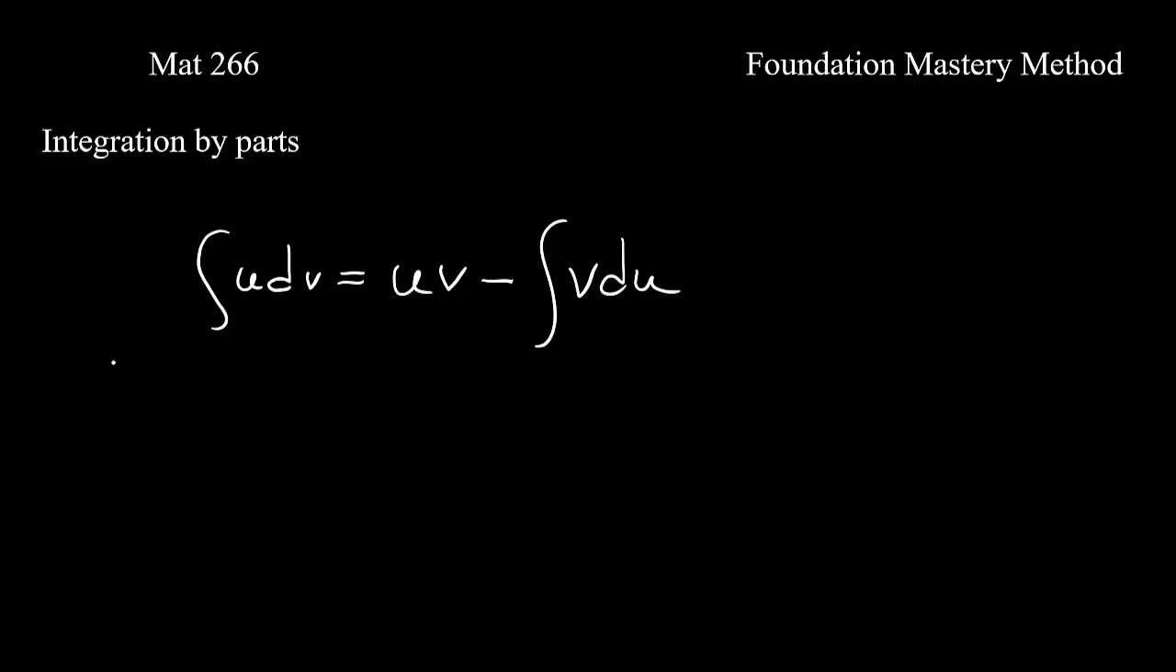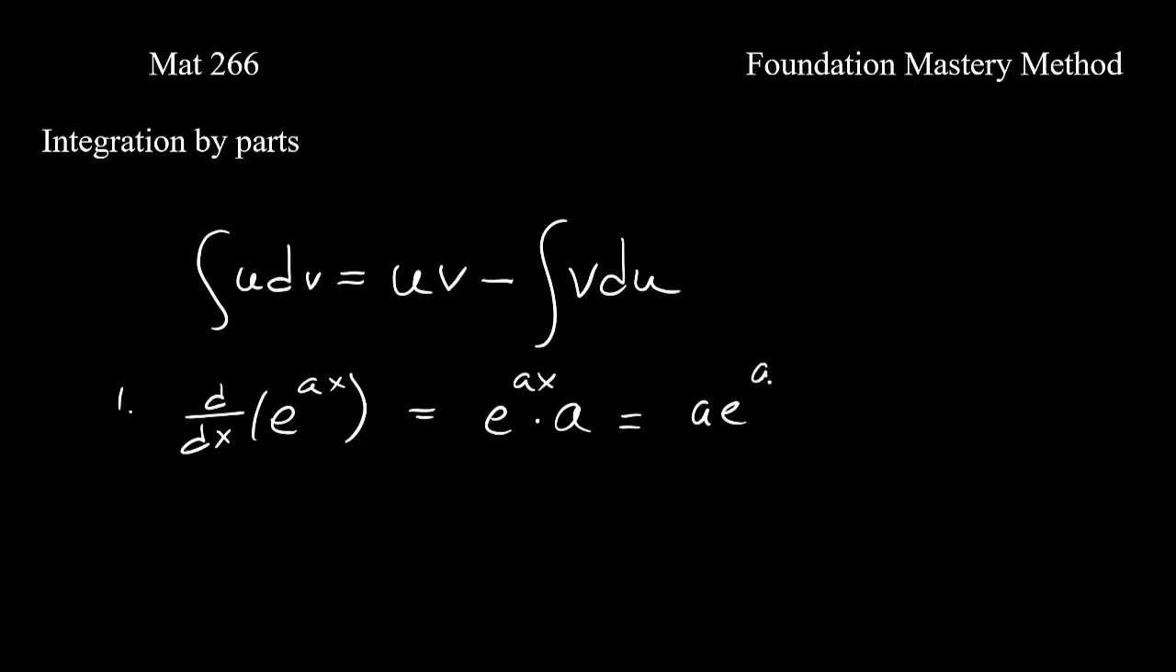The other thing that we might want to remember is how to integrate simple exponential functions and some trigonometric functions. So first, let's look at derivatives and integrals of simple exponential functions. If we take the derivative with respect to x of the function e to the ax, where a is some number, this will be e to the ax times a because of the chain rule, or a times e to the ax. What this means then is that if we integrate e to the ax with respect to x, we will have 1 over a times e to the ax.